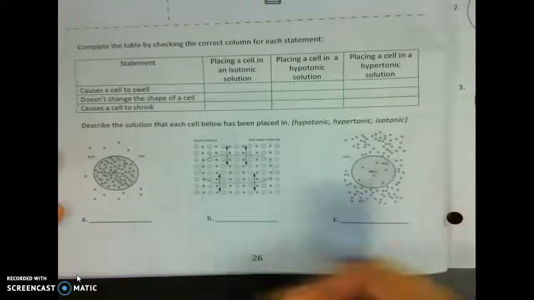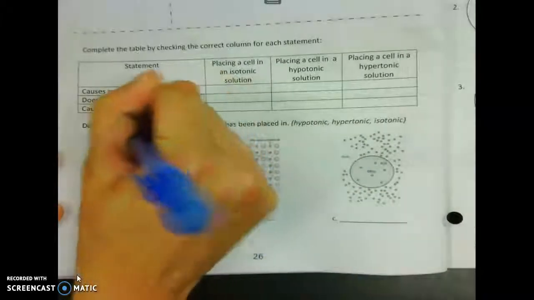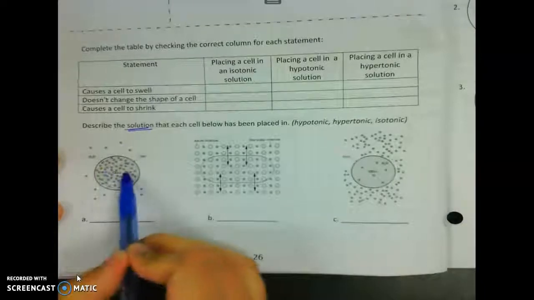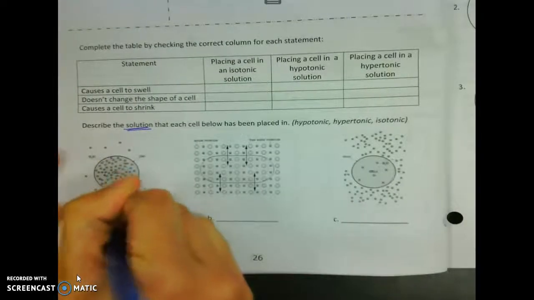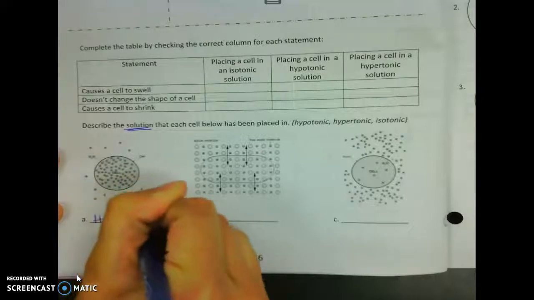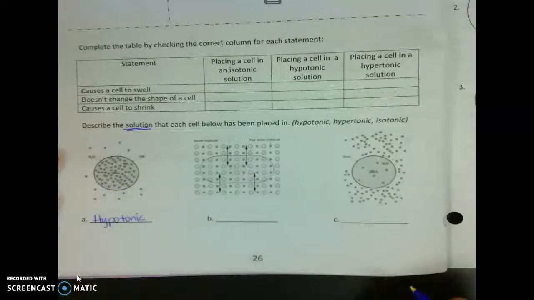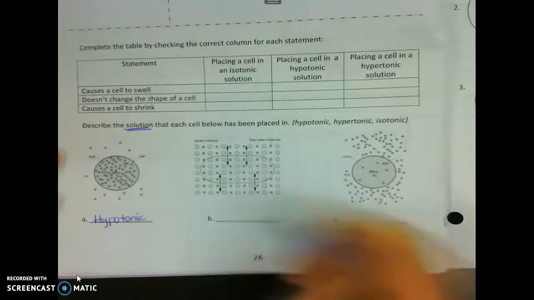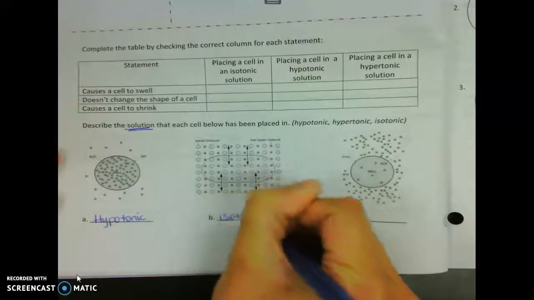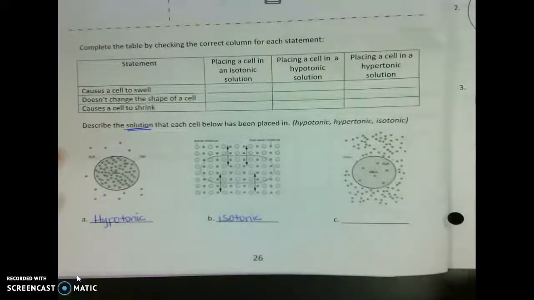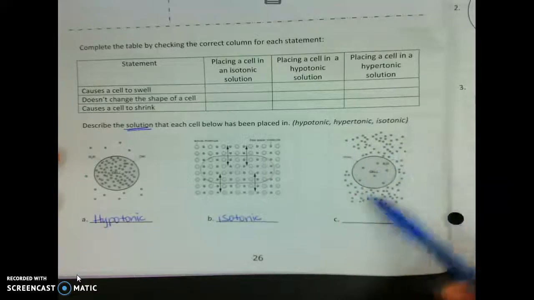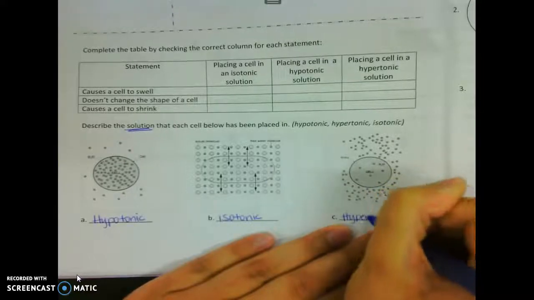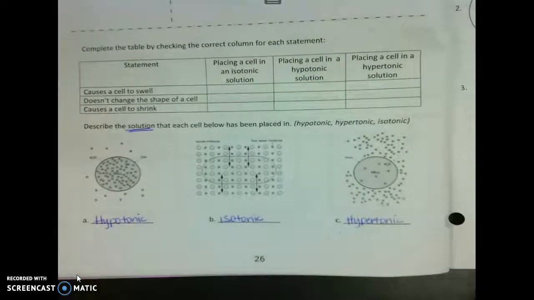I actually want to start at the very bottom. So in this case, we're trying to describe the solution that the cell is in. This first one, we have a lot more solute on the inside than the outside. So we can call the outside hypotonic. Remember, hypo means low. In this middle case, we've got an equal solute concentration on the inside and outside. So this is an isotonic environment. And in the last case, we have a lot more solute on the outside than the inside. This is going to be a hypertonic solution.